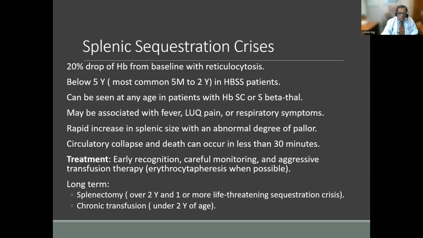Now let's talk about sequestration crisis. In this condition, there is acute entrapment of blood in the spleen, which leads to rapid development of anemia. It can even lead to circulatory collapse, and patients could potentially die. It is very common in children below 5 years of age, but most commonly seen in children between 5 months and 2 years of age in hemoglobin SS disease.